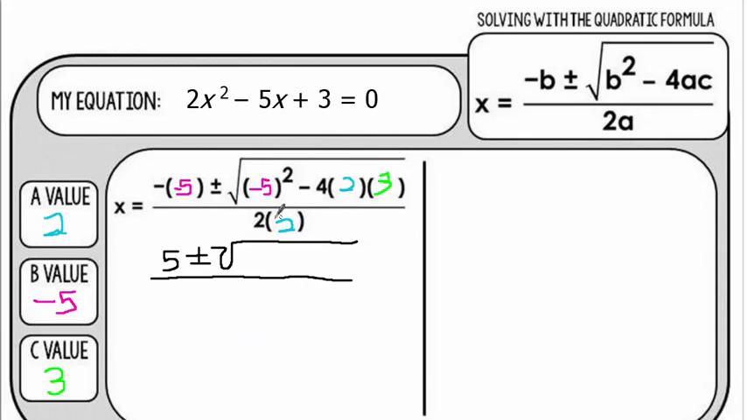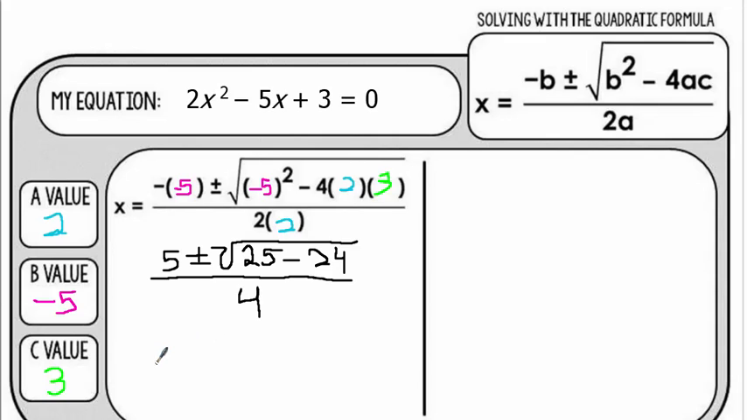Sometimes I will switch down to the bottom and clean that up real quick. Notice it goes under the entire thing. Then inside, this parentheses is very important because negative 5 times negative 5, this term will always be a positive. Then I'm going to subtract, and I get 4 times 2 times 3 is going to be 24.